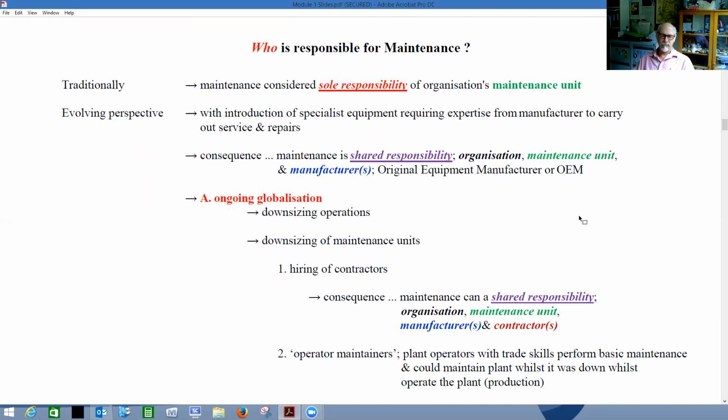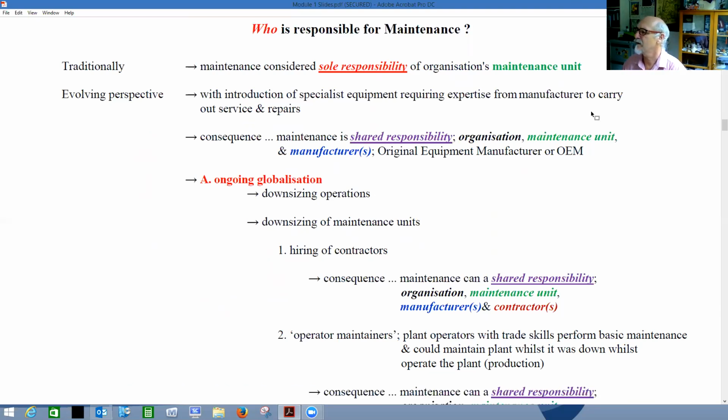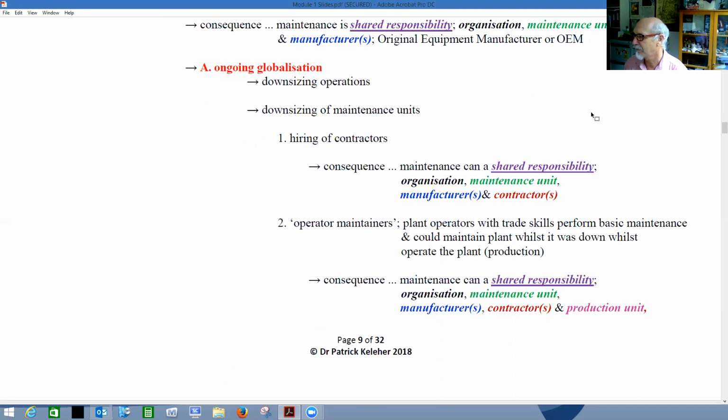Also, the influences that have been pushing hard on these perspectives include ongoing globalization. So we get downsizing of operations. If that happens, other areas get cut, and maintenance is going to be one of those as well. So we're going to get downsizing in the maintenance units. Some of the strategies put in place is to hire external contractors. So the consequence is that maintenance is a shared responsibility between the organisation, because they're paying the bills, and you've got to go hat in hand sometimes and ask for improved budgets, or basically they're providing you budget, your maintenance unit itself, the manufacturers, and now, of course, the contractors.